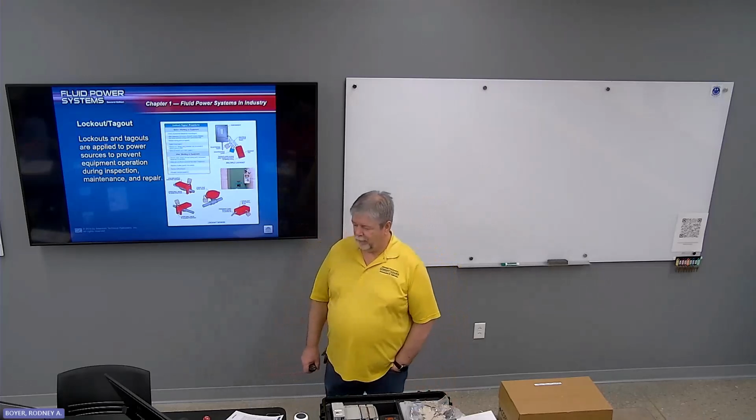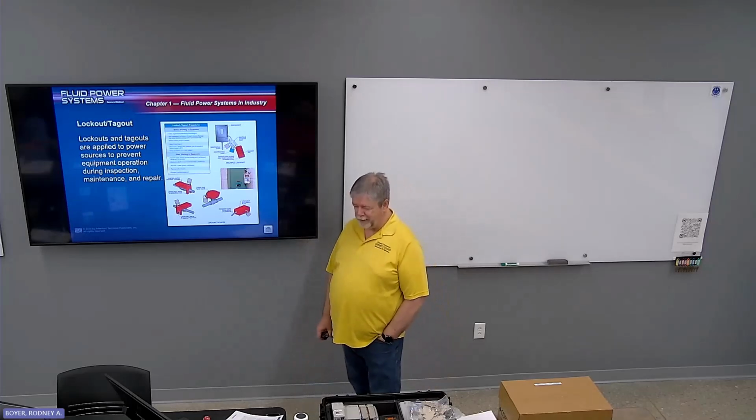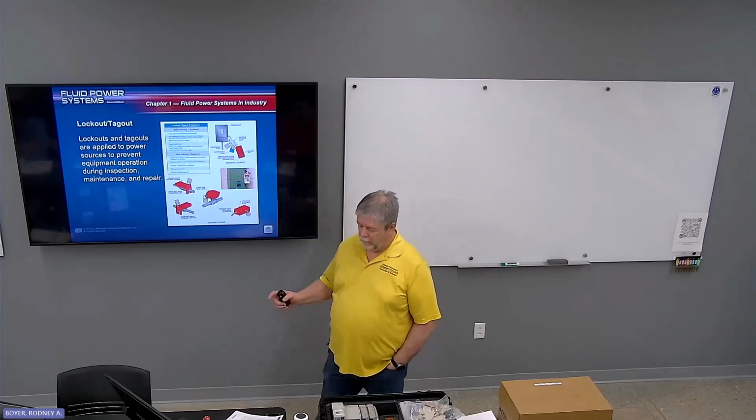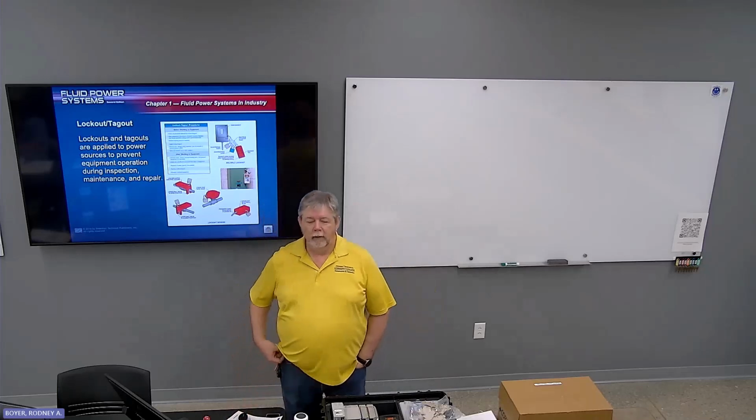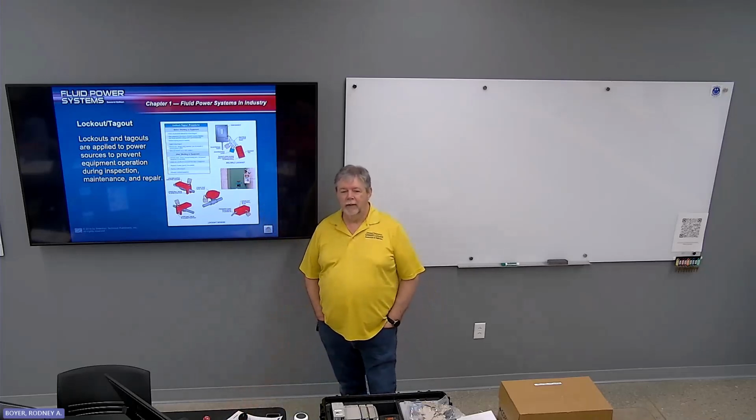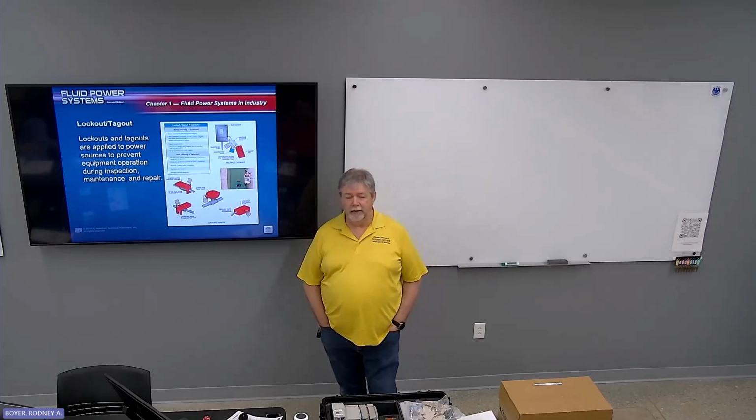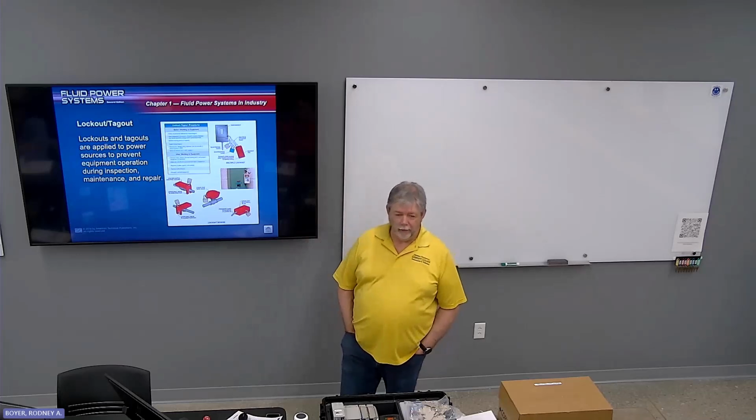Lockout, tagout. Lockouts and tagouts are applied to power sources to prevent equipment operation during inspection, maintenance, and repair. You can, under very specific circumstances, use a tagout without a lockout. I say that those are very specific circumstances. You cannot, under any circumstances, use a lockout without a tagout. If you put a lock on there, you need to fill out the paperwork and do the tag that explains why that particular power source is locked out.